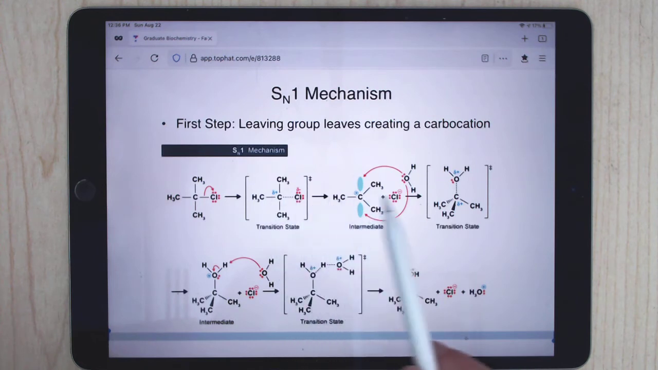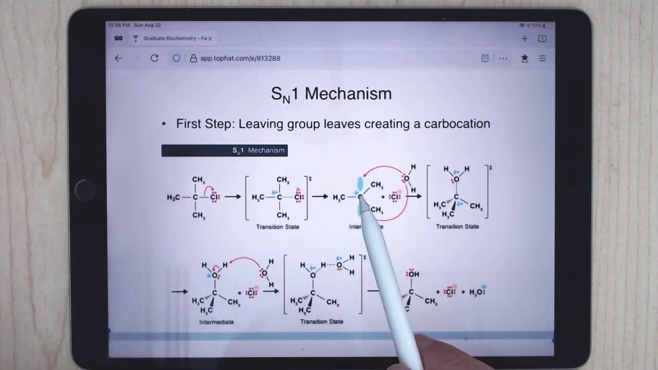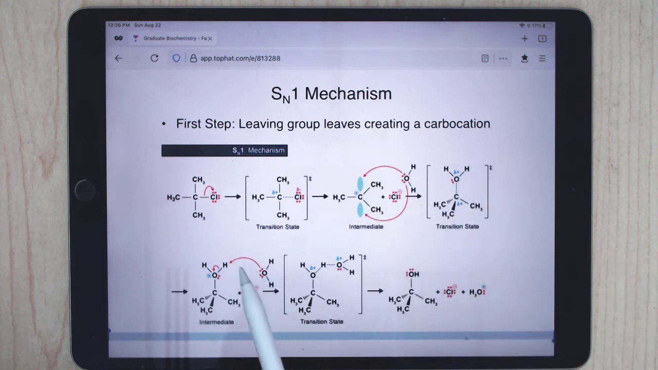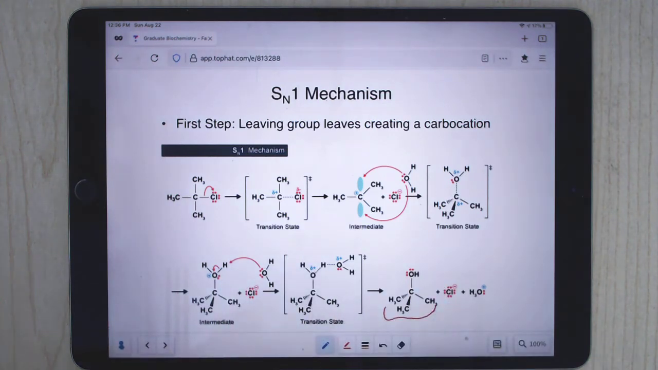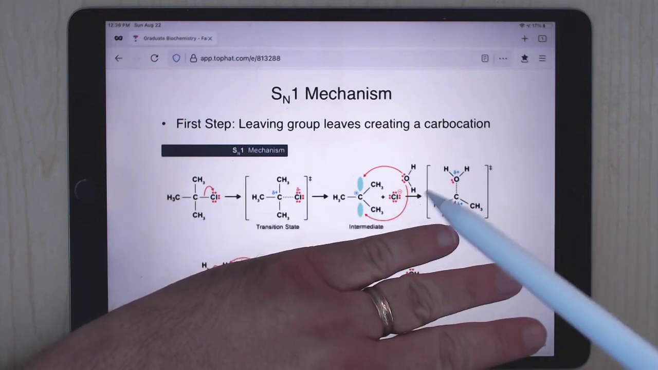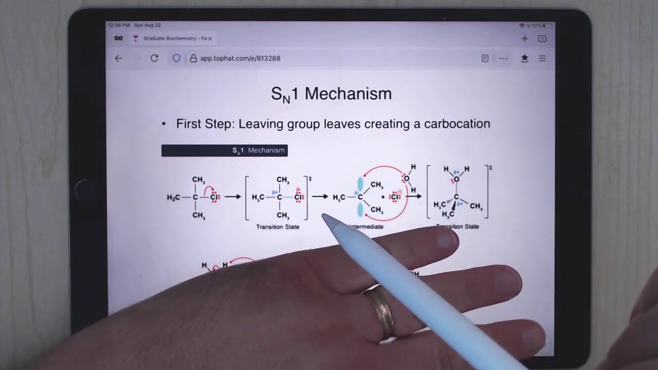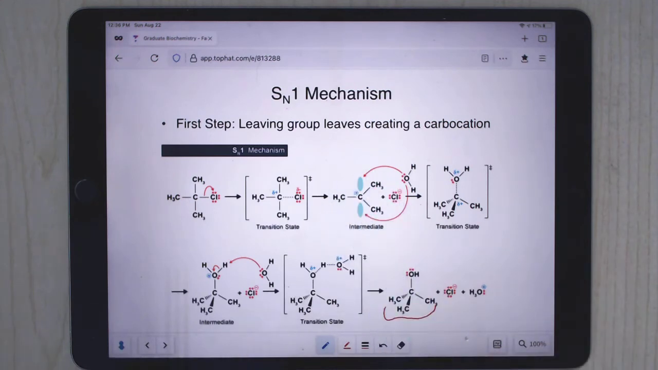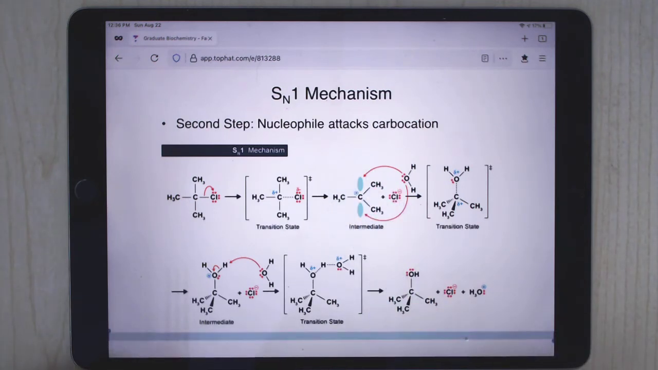You're going to get this intermediate here, and then your nucleophile is going to come in to make your product. For this one, it's a water molecule coming in, and then we just need to deprotonate it, and so we end up with our product here. So there's an extra step because we have to get rid of that extra hydrogen. But this is the basic mechanism here. The leaving group leaves, you make a carbocation, and then the nucleophile comes in. For here we have a distinct intermediate. It's not concerted. Remember, the second step is the nucleophile attacks.